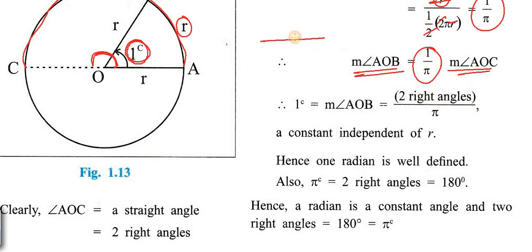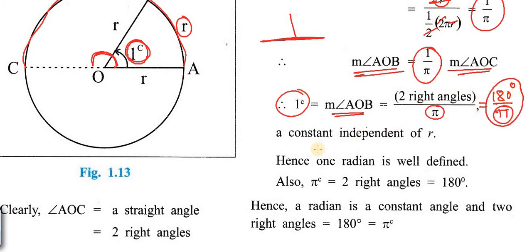Now have a look over here. This is a straight angle, and these are 2 right angles. So we can write a straight angle is equal to 2 right angles, and therefore finally we get 1 radian, that is measure of angle AOB, which is 1 radian, is equal to 2 right angles upon pi. Now what are 2 right angles? 2 right angles are 180 degree divided by pi. Now 180, a pure number, constant term, pi 3.142, a constant term, and so we got 1 radian is equal to a ratio of 2 constants. Hence we can say that 1 radian is a constant angle and is independent of radius r.